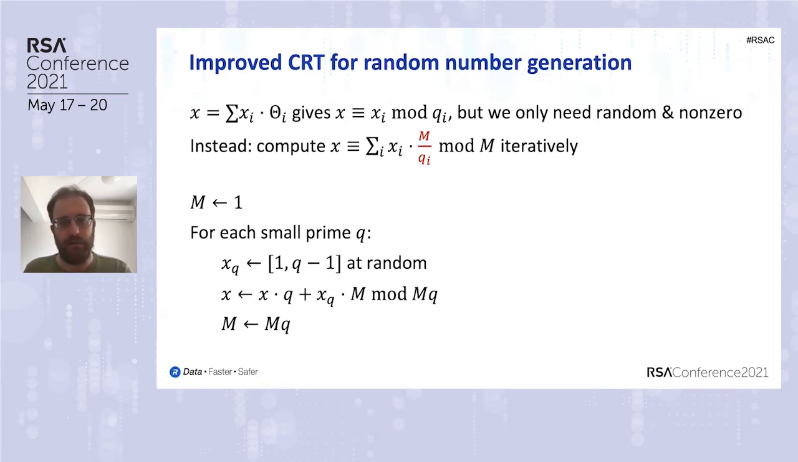It seems like we've improved this a little bit, but now you have to implement division on your tiny processor. But in fact, you can compute this expression, the sum of Xi times M over Qi, iteratively, building up the value M over Qi over loop iterations. This enables a simple and quite fast loop that allows you to calculate random candidate values using the Chinese remainder theorem.